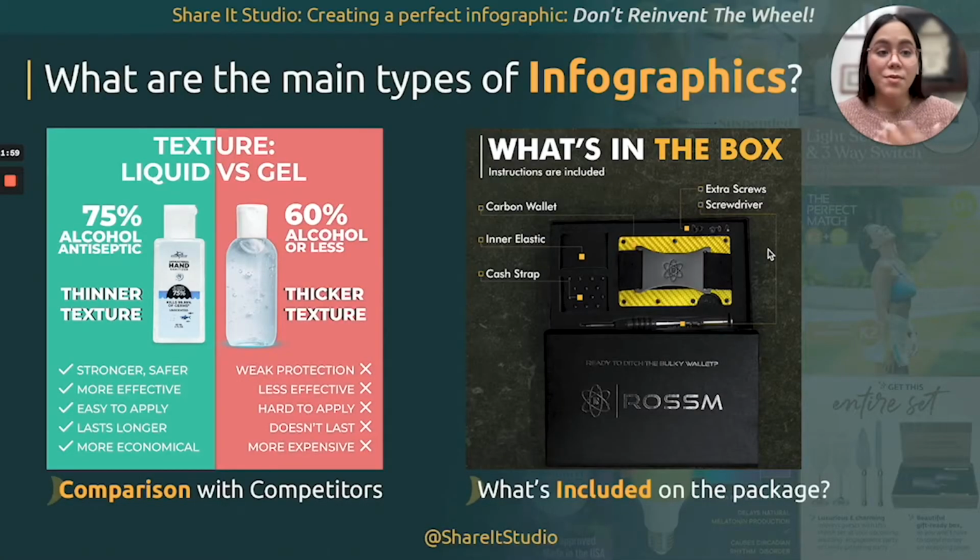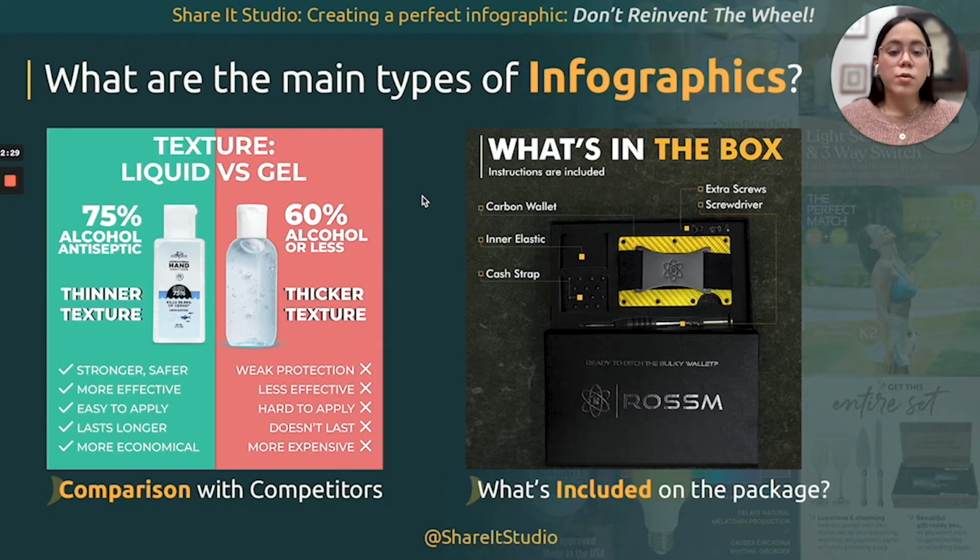What are the main types of infographics, or at least the ones that we see on Amazon? The first one would be a comparison with the competitors. Yes, that's pretty obvious. You have your product, and how is your product better than the competitors? In this case, we did this infographic for a hand sanitizer, so we had to explain how it was better than other hand sanitizers. So there you go.